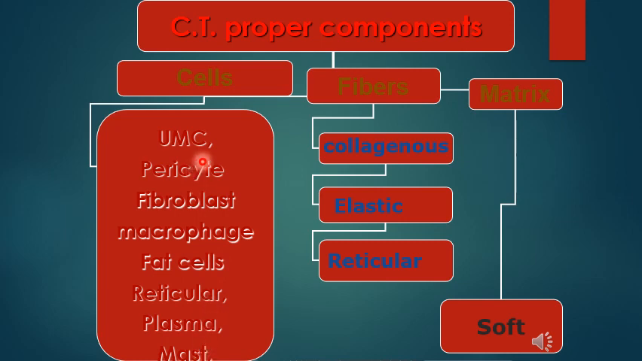Let us remember that UMC can differentiate into any type of cell. Pericyte is around the capillary and can contract. Fibroblast is the most common, forming fibers and matrix. Macrophage is a phagocytic cell. Fat cell stores fat and acts as an insulator. Reticular cell supports. Plasma cell is responsible for production of antibodies and humoral immunity. Mast cell is responsible for allergy.